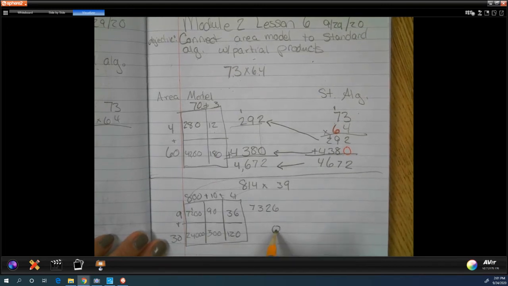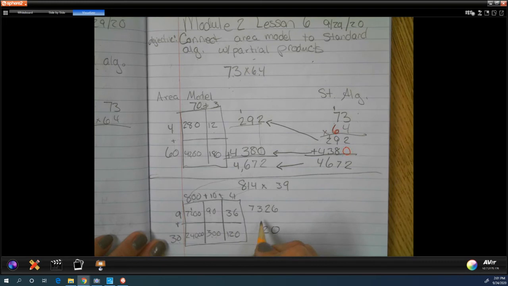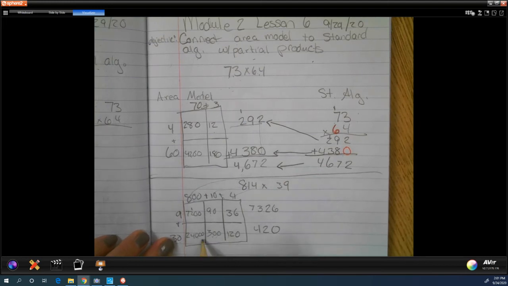Look how I'm careful to line them up. Tens place. 2 plus 0 gives me 2. Hundreds place. 1 plus 3 plus 0 gives me 4. See how I'm careful to line them up? Thousands place, I have a 4. And 10,000s place, I have a 2.